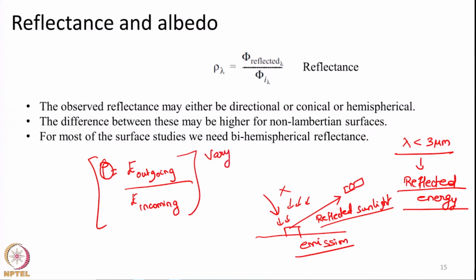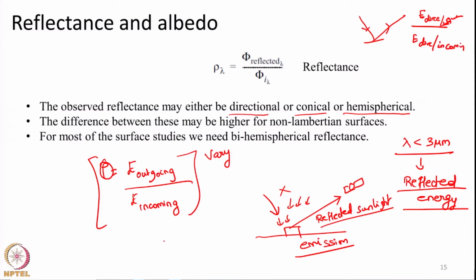What is this? That is what is given here. The observed reflectance may be directional, conical or hemispherical. I just defined rho as E outgoing by E incoming. It can also be that the energy comes in exactly one direction and goes out in exactly one direction. So, this is E directional outgoing by E directional incoming.